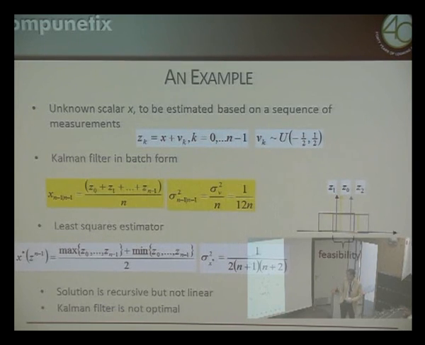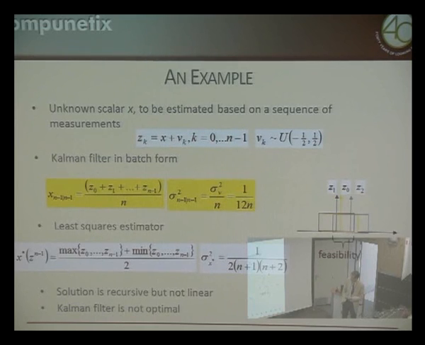And one nice thing is that the Kalman filter does something very reasonable. It basically says, okay, I have n measurements, I'm going to average them. And you can see that the error in this estimate decreases as 1 over n. So that's pretty good. But since we have violated the optimality assumptions of the Kalman filter, we might be able to do better.